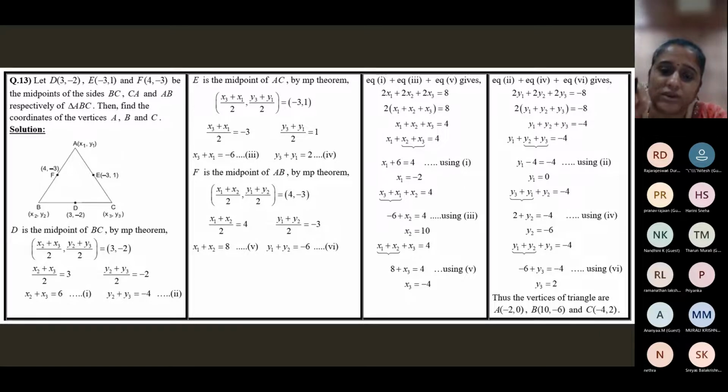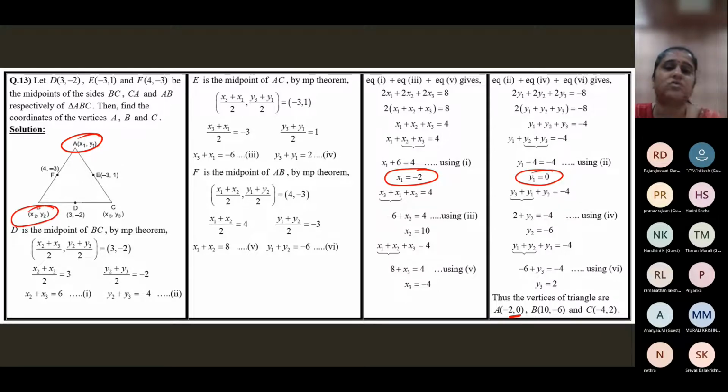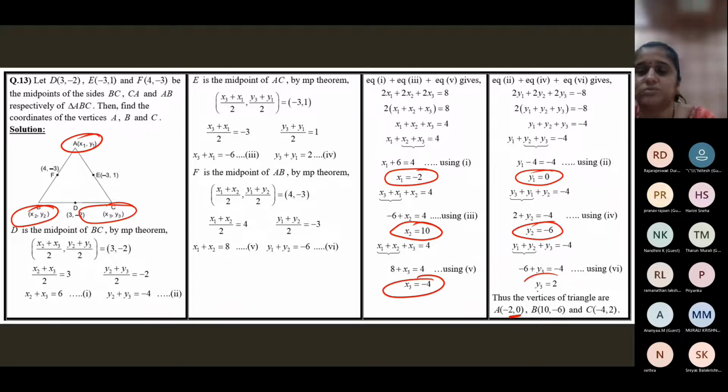Okay, so when you find x1, x2, x3, and then y1, y2, y3, it is very easy to arrange the coordinates. So what is the address of A? x1, y1: minus 2, comma 0. What are the coordinates of B? x2, y2: 10, comma minus 6. And C, x3, y3: minus 4, comma 2.